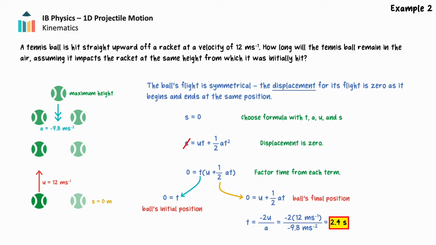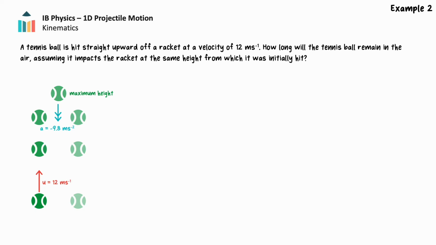We can rearrange for time, which is -2 times the initial velocity divided by acceleration. Substituting our values, we see that the ball's time in the air is 2.4 seconds. Now, projectile problems can be solved in numerous ways depending on how we interpret the problem and what information we use in our calculation. The key to solving any projectile problem is to understand the projectile's trajectory.